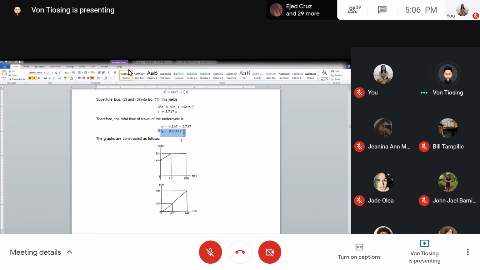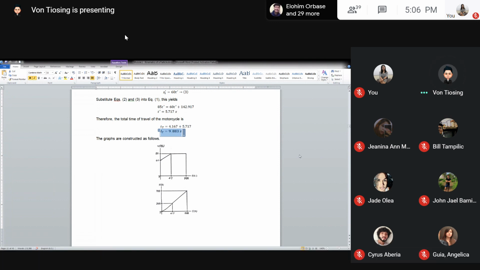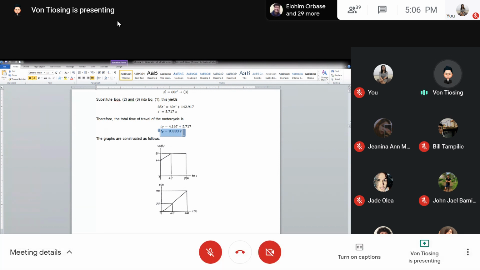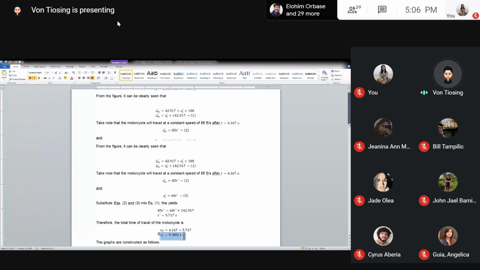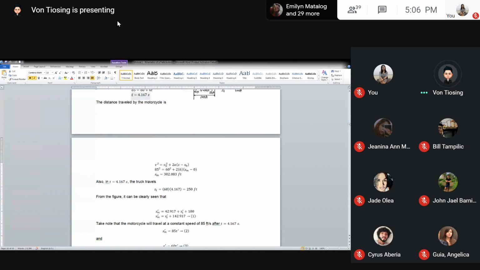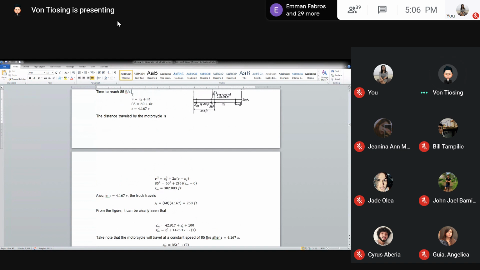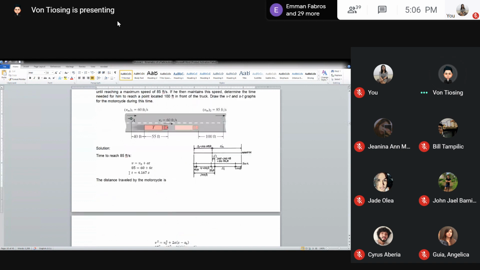9.883 seconds, or 9.88 for short. So, based on our computation, the motorcycle, when it is accelerating, takes 4.167 seconds to go from 60 feet per second to 85 feet per second.